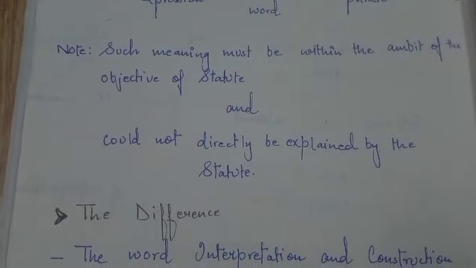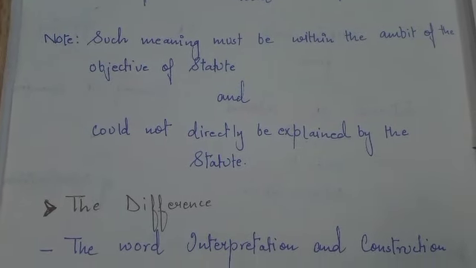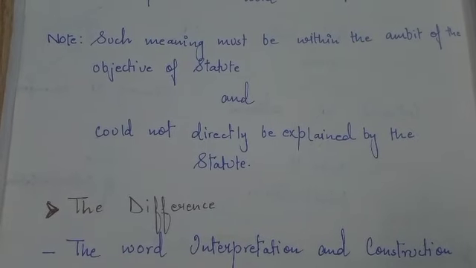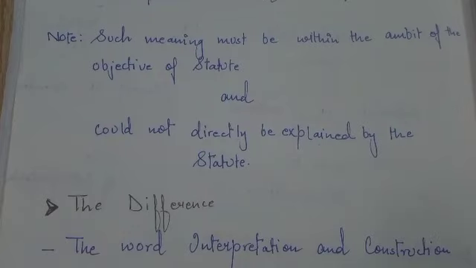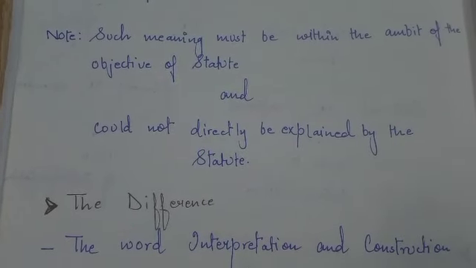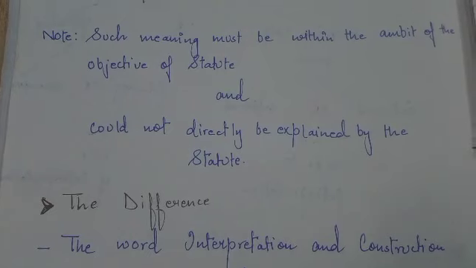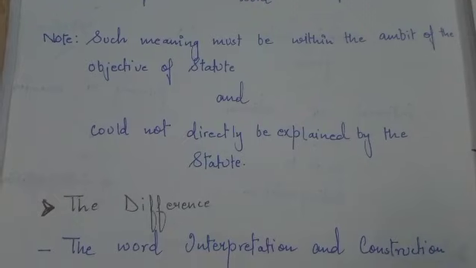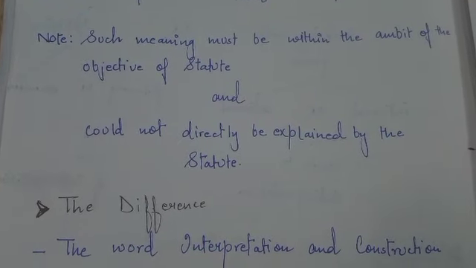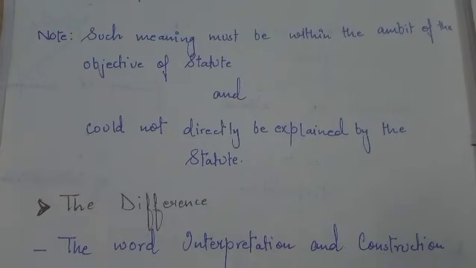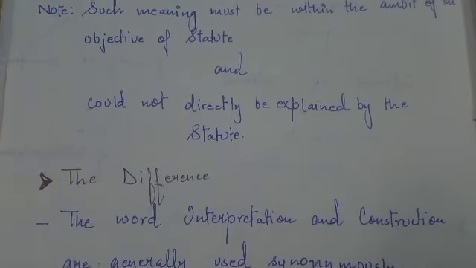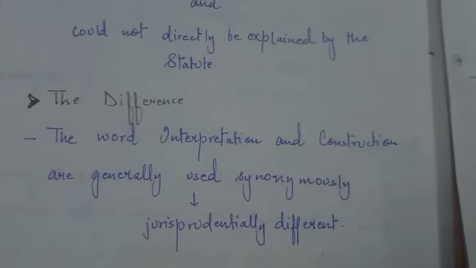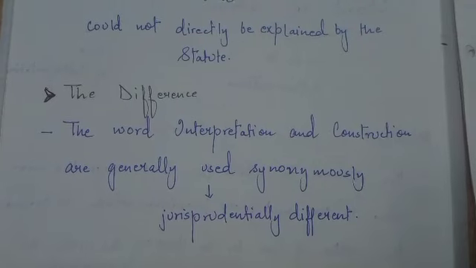बट येस, whenever we talk about the construction of statutes, we also need to keep a notable point in our mind, that the meaning we are going to strive for through the process of construction should be within the ambit of the objective of a statute, and it could not directly be explained by the statute. And that is the only reason we do not resort to the process of interpretation, rather we adhere to the process of construction. Now let's just quickly take a look at the points of difference that these terms interpretation and construction have.